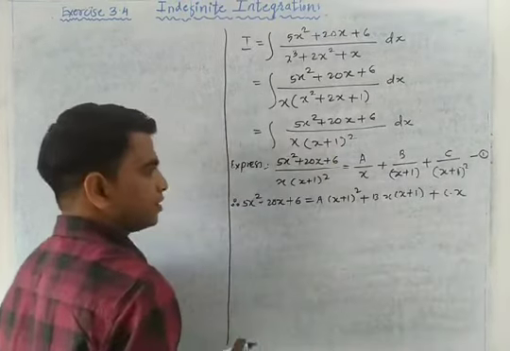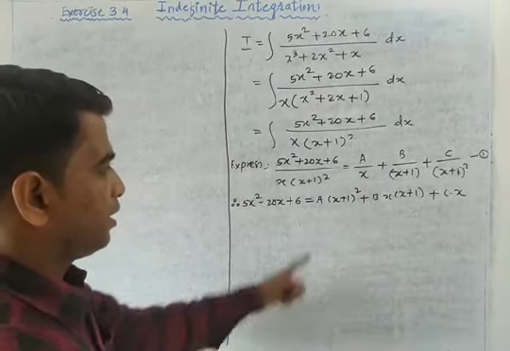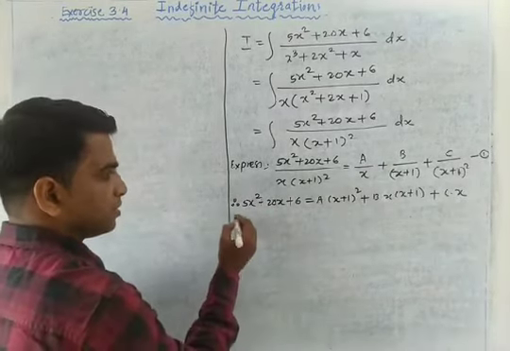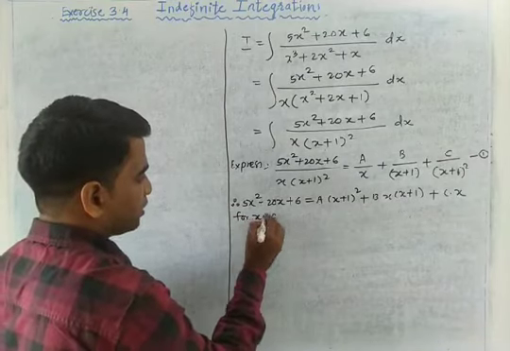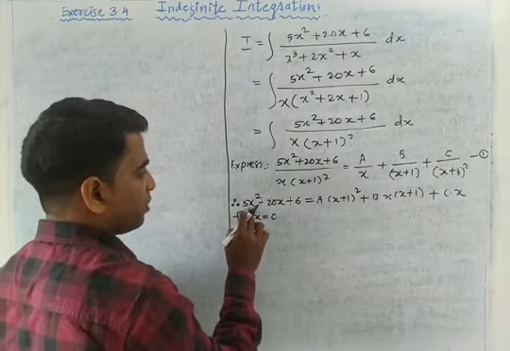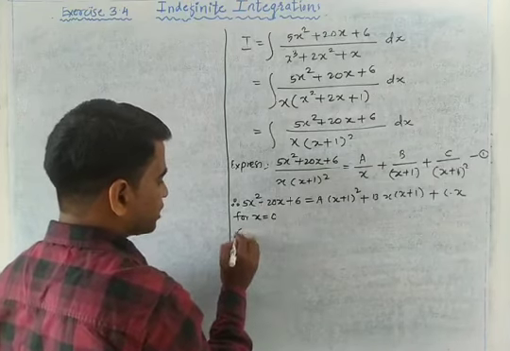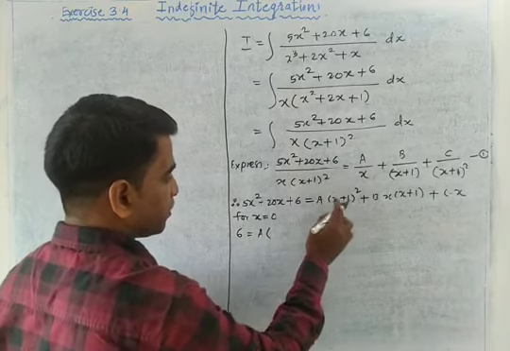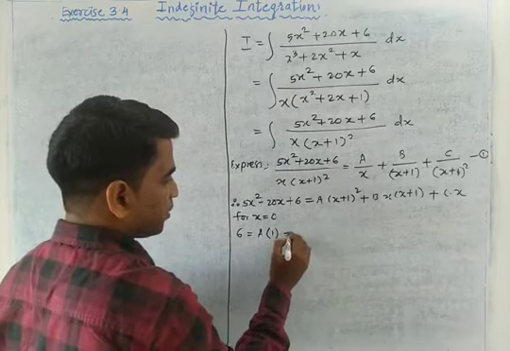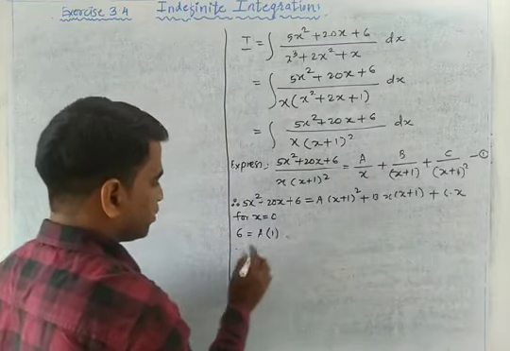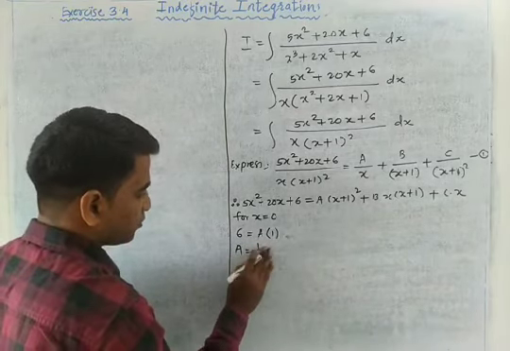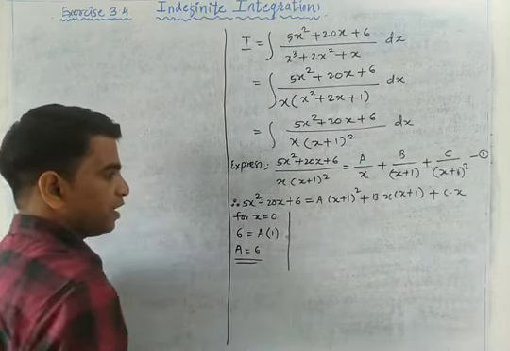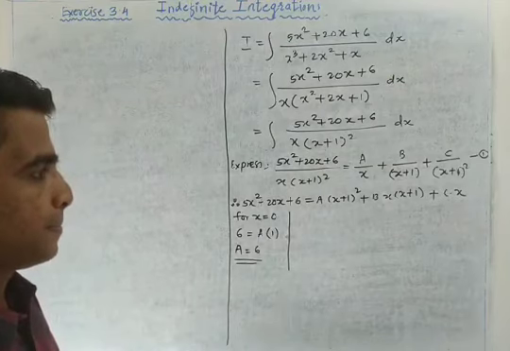Get it? Now for finding the value of A, if you substitute x = 0, the B and C parts become 0. So for x = 0, on the left-hand side 5x² + 20x becomes 0, only 6 will remain, and the A part is (0 + 1)², that is 1, will remain, plus B·0 plus C·0. So therefore A = 6. Understand? Easily we get the value of A. Get that?